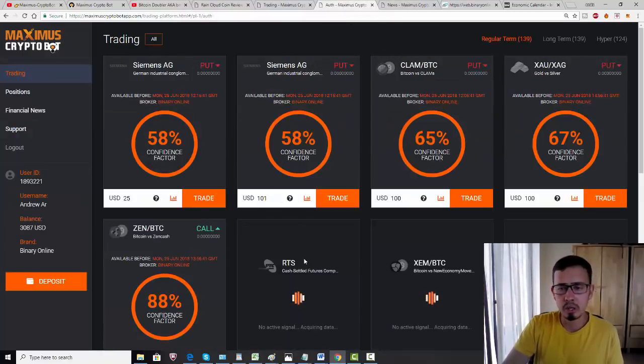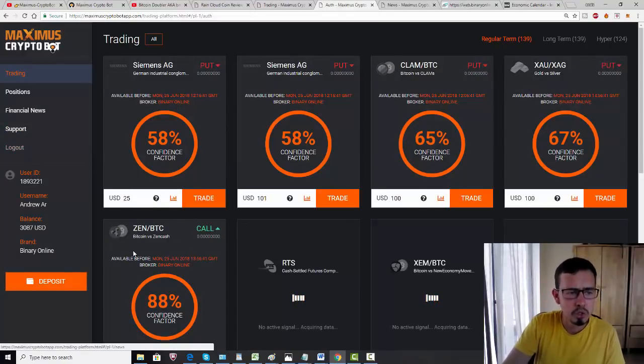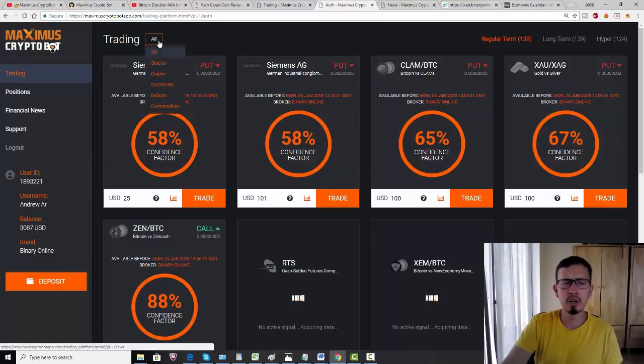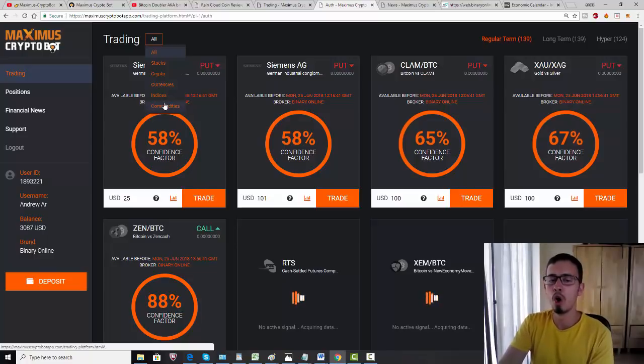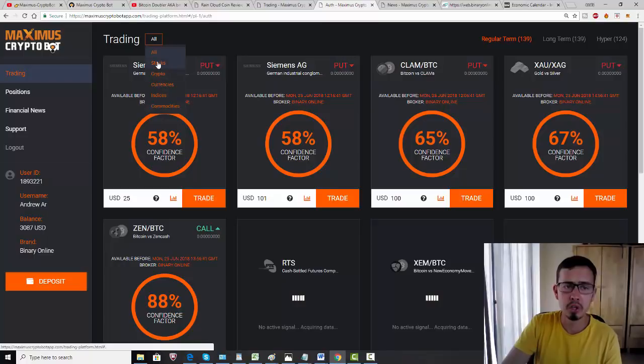Yeah, guys, so here we go. So this is the platform itself. Furthermore, we have this logout button, the user ID, username, balance, and the deposit button right here. And here again, on the top, guys, you can choose what kind of trading pairs you want to trade, or what kind of trading pairs you want to see on your dashboard. So you can choose between stocks, cryptocurrency pairs, currencies. These are traditional currency pairs, I believe, indices and commodities.